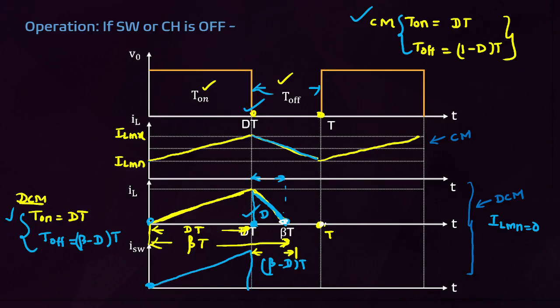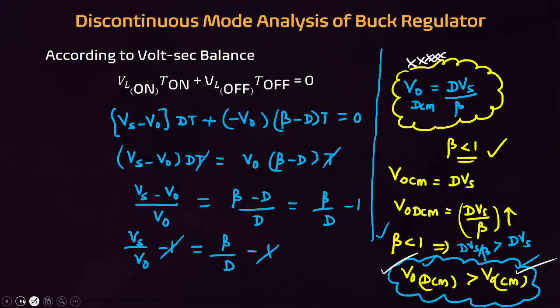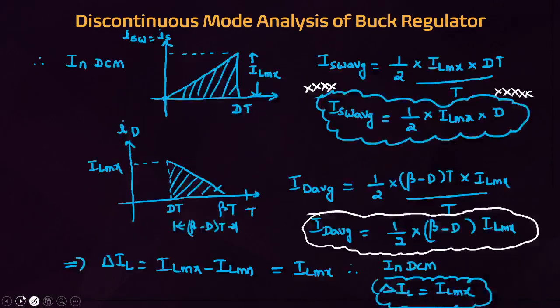Discontinuous mode means before completing one time period the current is 0. Before completing one time period, at what fraction of time the current is 0, that is beta. If beta is given, then that is a discontinuous mode of operation. This is the average diode current. Then in discontinuous mode, the peak to peak inductor ripple current is nothing but the maximum inductor current. Why, sir? In discontinuous mode of operation, the minimum inductor current IL minima equals 0.